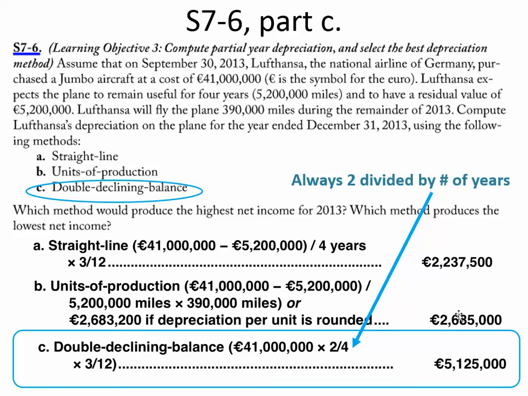And then which method produces the lowest net income? That method will be the one that has the highest depreciation. The highest depreciation is that double declining balance method, since it has the highest depreciation of the three methods in this problem. And that's an accelerated method, and we would expect to see that. So that's it for short exercise 7-6.